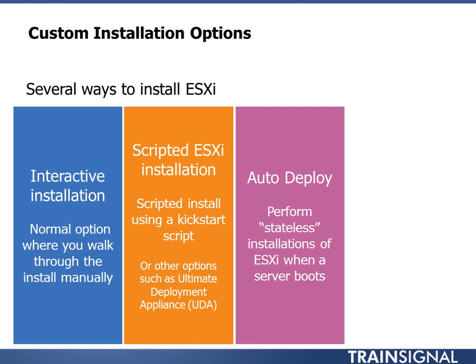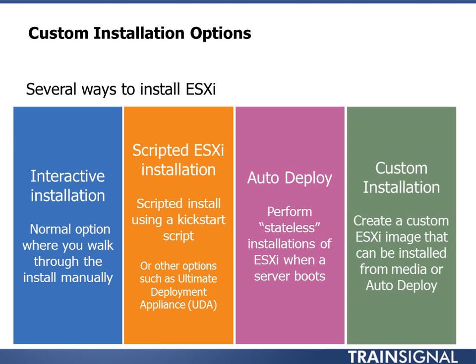You can use auto deploy, which we'll have a lesson on, and that performs stateless installs of ESXi. So a server boots up, PXE boots to the network, pulls down an ESXi image, and it basically is ready to go right then. And when you turn the server off, it goes away. So it does a quick install or deployment every time the server boots. And then there's custom installations.